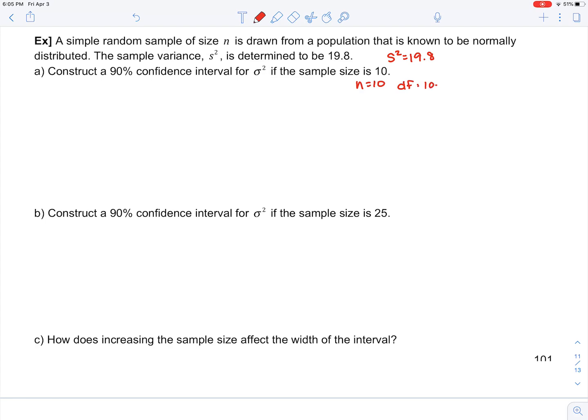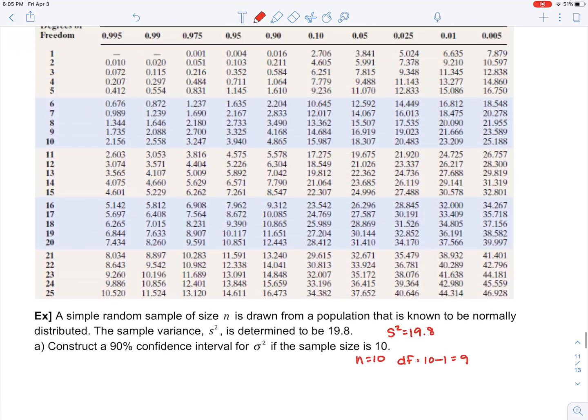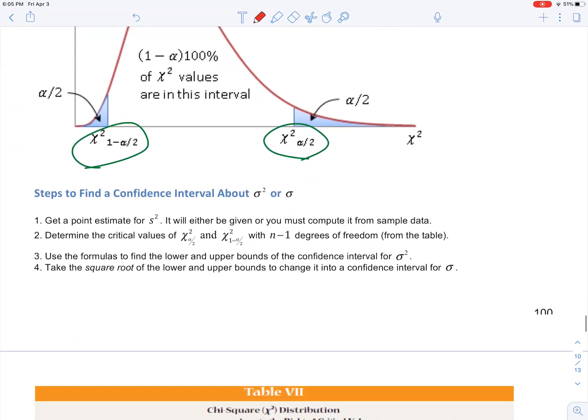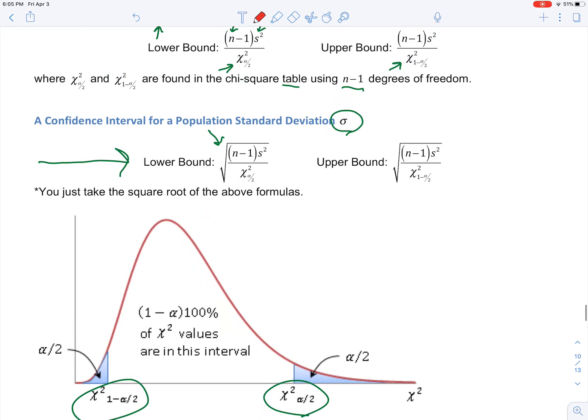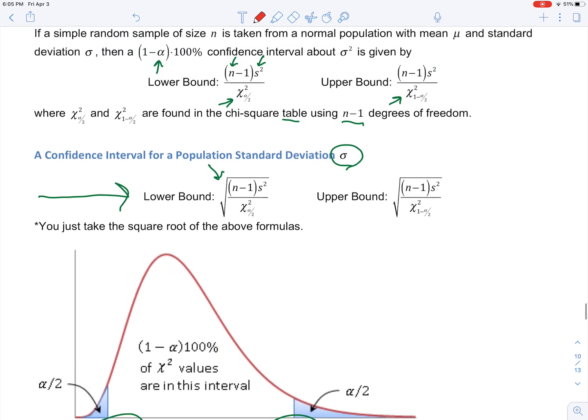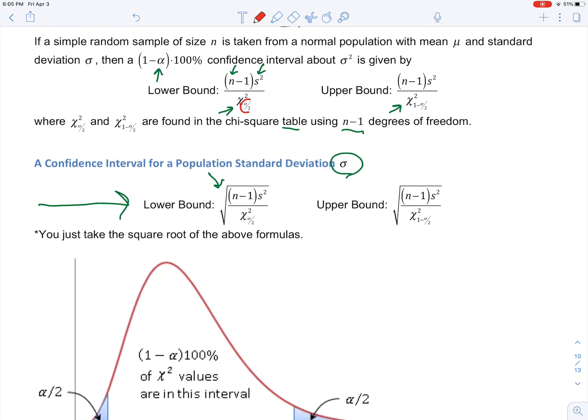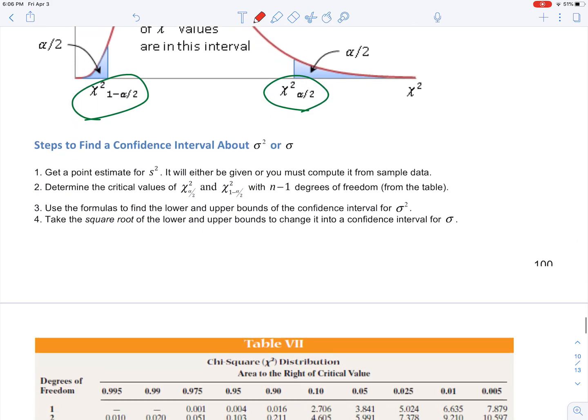10. So here the sample size is 10, so the degrees of freedom will be 10 minus 1, which will be 9. So the degrees of freedom matter because you use that when you look at the table. Next, we need to figure out the subscripts for our chi-squared values. I just want to scroll back to the formulas really quick. You'll see that for the lower bound, the subscript is alpha over 2. And for the upper bound, the subscript is 1 minus alpha over 2.